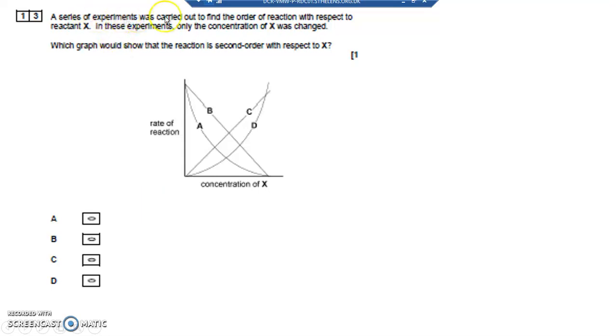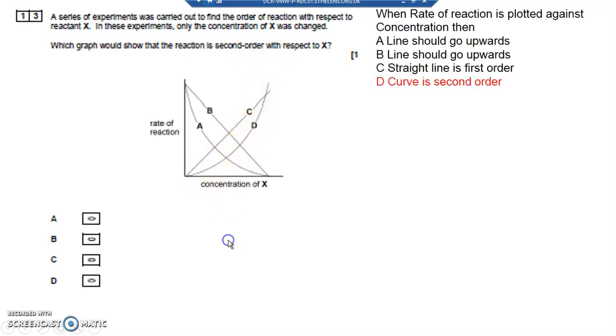Question 13. In a series of experiments to find out the order of reaction with respect to reactant X, which graph would show the reaction is second order with respect to X? Well, the graphs don't come down, they go up, so as you increase the concentration of X, the rate's going to increase. The question is, does it increase proportionately or does it increase on a curve? A first order reaction is a straight line, a curve is second order, so your answer is D.